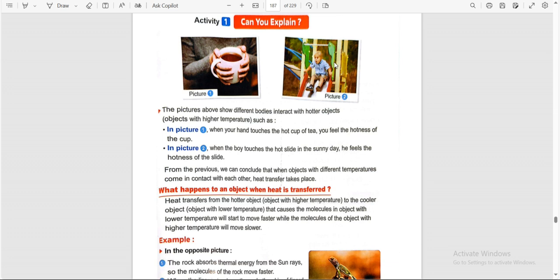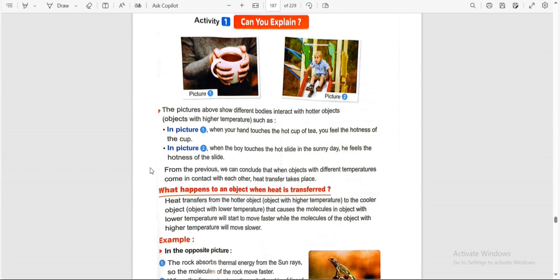Well, we remember a very important thing, that heat always moves from the hotter object to the colder object. So in the first picture, heat is transferring from the cup of tea to the hands of the person. And similarly, heat is transferring from the hot slide to the body of the boy. That's why he is feeling hot.